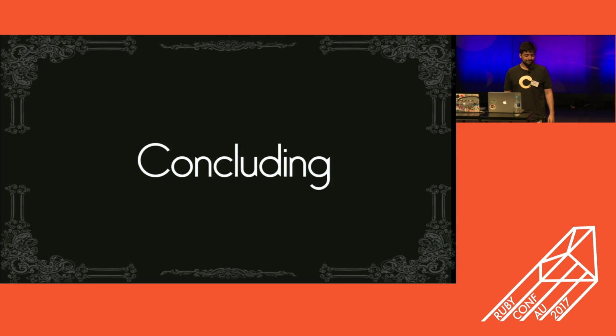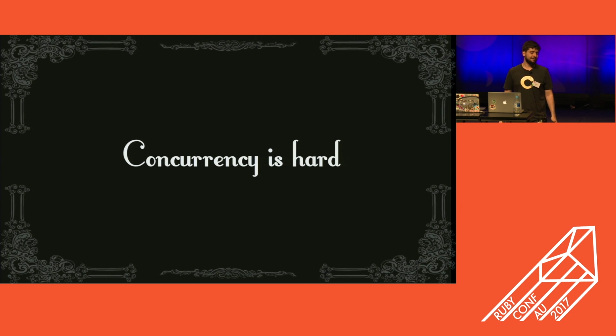So concluding, concurrency is hard. There's no way around it. I could claim, oh, it's just like Ruby, but that's not true. You still have to handle a lot of niche cases. But it can be much better than instantiating mutexes and semaphores.